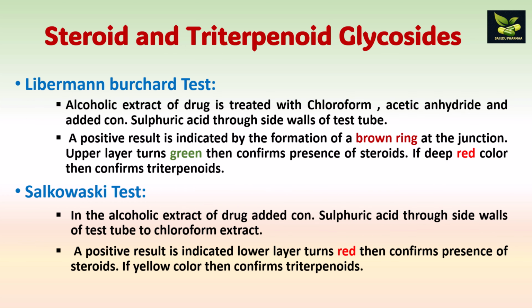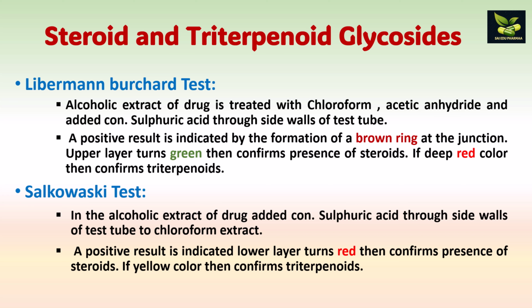Next is steroid and triterpenoid glycosides. They can be detected by Liebermann-Burchard test and Salkowski test. In Liebermann-Burchard test, alcoholic extract of drug is treated with chloroform, acetic anhydride and then concentrated sulfuric acid is added through the side walls of the test tube. And the positive result is indicated by the formation of a brown ring at the junction, and after that if upper layer turns green, it shows the presence of steroids, and if deep red color is obtained, then it shows the presence of triterpenoids.